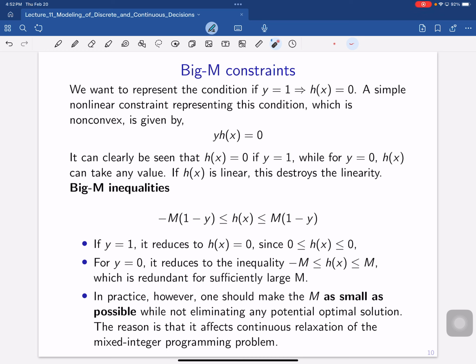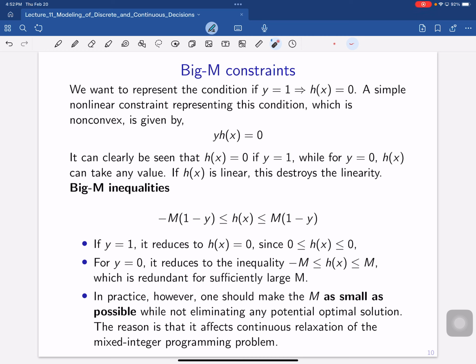So usually when you try to interpret those logic conditions, you only need to think about two cases, right? When y equals 1, what happens? When y equals 0, what happens? If both conditions make sense, then you are good. So let's first think about when y equals 1, what happens.